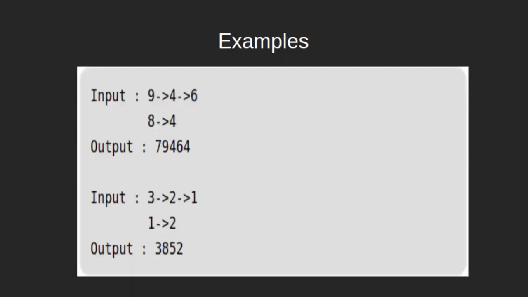Let's see some examples to demonstrate the above problem. In the first example, we have given two linked lists: the first linked list as 9, 4, 6 and the second linked list as 8, 4. So after multiplying these two linked lists, meaning multiplying 946 with 84, the output will be 79,464. In the second example, we have given two linked lists as 3, 2, 1 and 1, 2. After multiplying, we get the output as 3852.